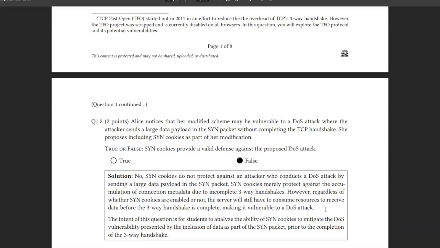Do you have any more questions? Does that make sense? Kind of. Do you get the SYN cookie part? Does SYN cookie provide a valid defense against the proposed DOS attack if Alice did not modify the TCP in this way? Exactly. And this is why, even with SYN cookie enabled, this fails, because the first step still defeats the whole point by making the server consume data that they received.